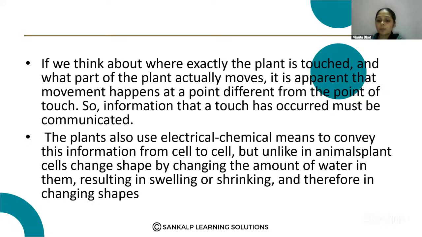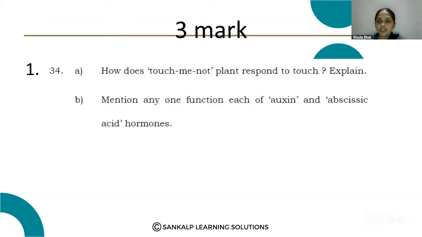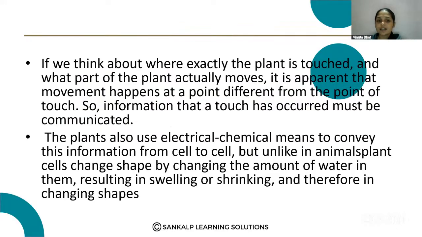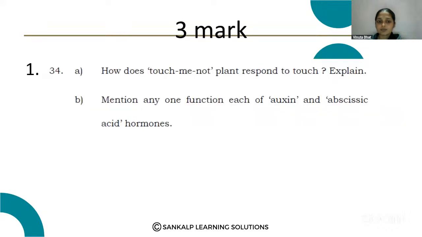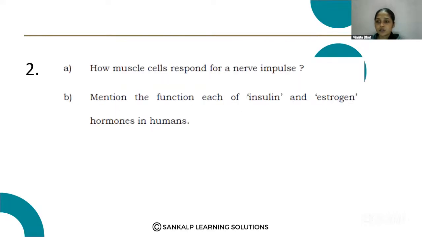How does the touch-me-not plant respond to touch? So, this is how it uses chemical and electrical means to convey the message. Mention any one function of each of the auxin and abscisic acid hormones. Here you have to write any one function of abscisic acid, which inhibits the growth of the plant, and auxin, which helps the cells to grow longer.